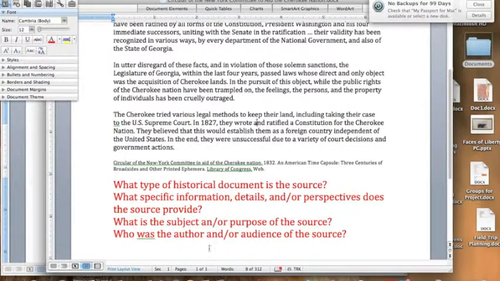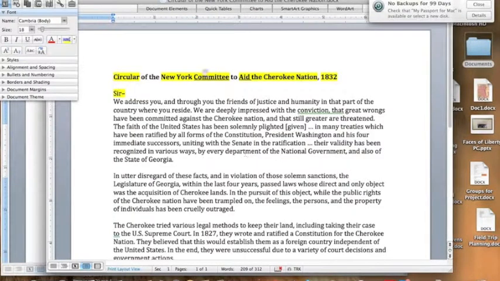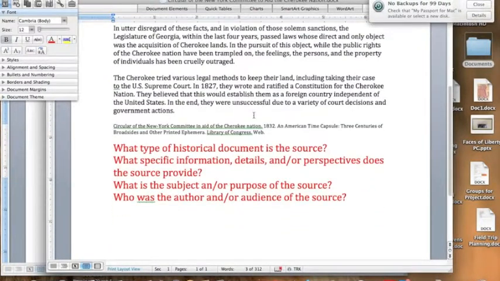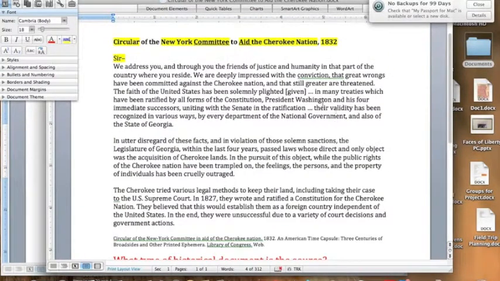And for the next one, when it's asking who was the author, we also have the answer to that. We know that it is members of the New York committee. However, what we do not know is who the audience of the source is. We know that they're writing to someone that they're addressing as Sir. And so this is something that we are going to have to figure out as we get further into our analysis of this document. We know that they must respect them since they call them Sir, and we know that it is a single person.